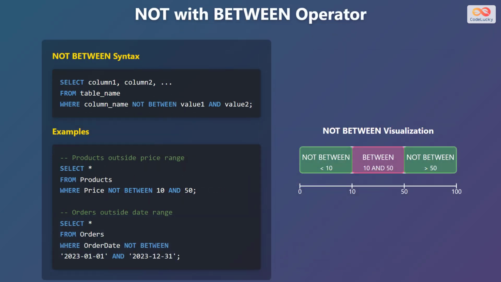The syntax for using NOT with the BETWEEN operator is SELECT column1, column2, and so on FROM table_name WHERE column_name NOT BETWEEN value1 AND value2. For example, to select products outside a price range of 10 and 50, you would use SELECT * FROM products WHERE price NOT BETWEEN 10 AND 50. To select orders outside a date range, you would use SELECT * FROM orders WHERE order_date NOT BETWEEN '2023-01-01' AND '2023-12-31'.